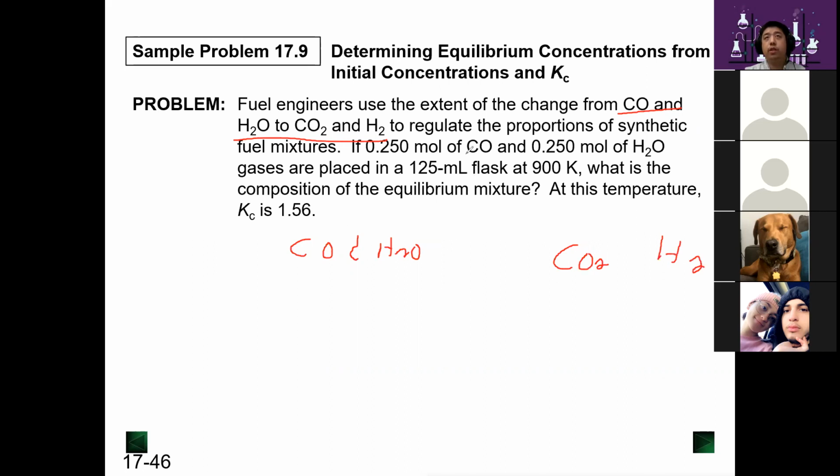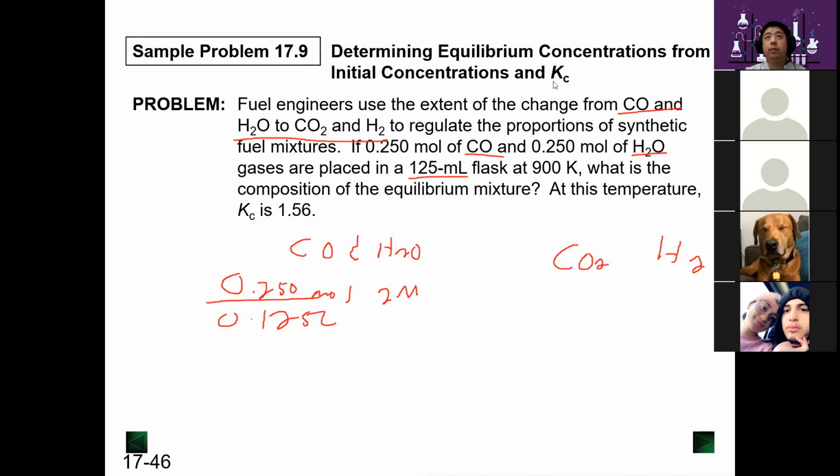Okay, so those are the two sets of equations. Tells you that we have CO and H2O, so we know the amount that we started with. So 0.250, it's the same for both numbers. And in a 125 milliliter flask, I changed that into liters. So 0.125 liters. Okay. So knowing this should give me about 2 molarity. Does that make sense for everyone so far?